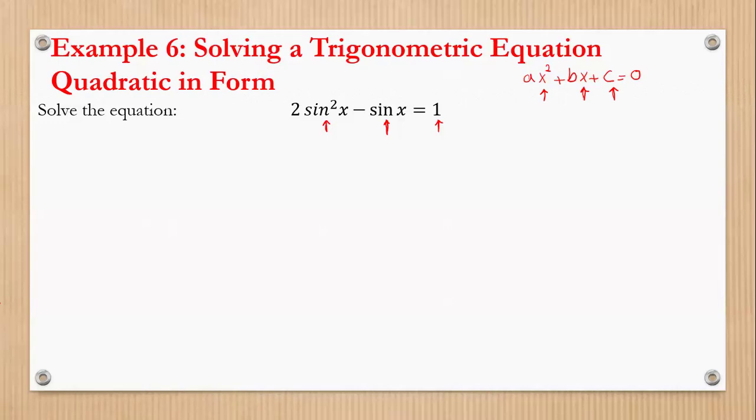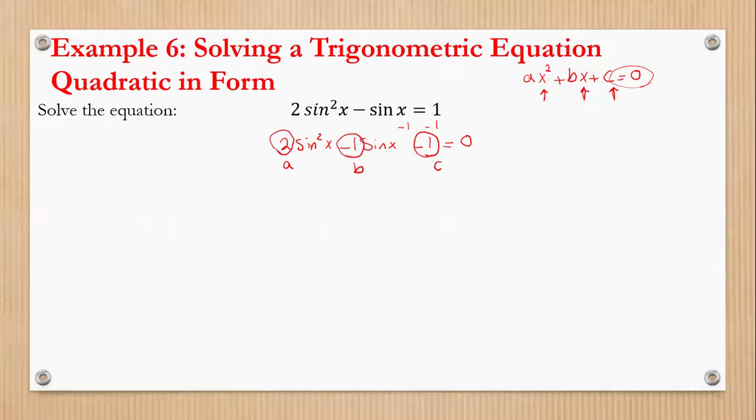But we know that for any quadratic equation, the other side must be equal to 0. But my equation is not equal to 0. We need to make it 0. So I'm going to make one side 0 first. So by subtracting 1 from both sides, I get 2 sine squared x minus sine x minus 1, which is equal to 0. Now I can find my a, b, and c. That's my a, that's my b, and that's my c.